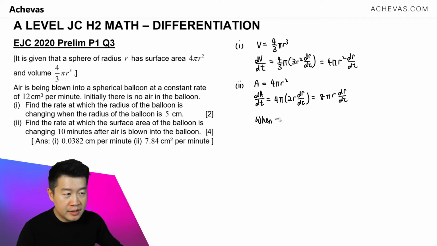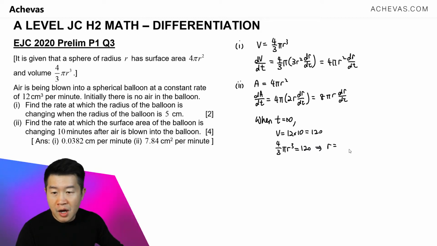Because when t is equal to 10, and since the volume is increasing at a constant rate of 12 cm³ per minute, that means 10 minutes later, the volume is going to be equal to 12 multiplied by 10. This is 120. So we have a 4/3 πr³. This is equal to 120. This will help us to work out a value for r. r is equal to 3.0598 to 5 significant figures.